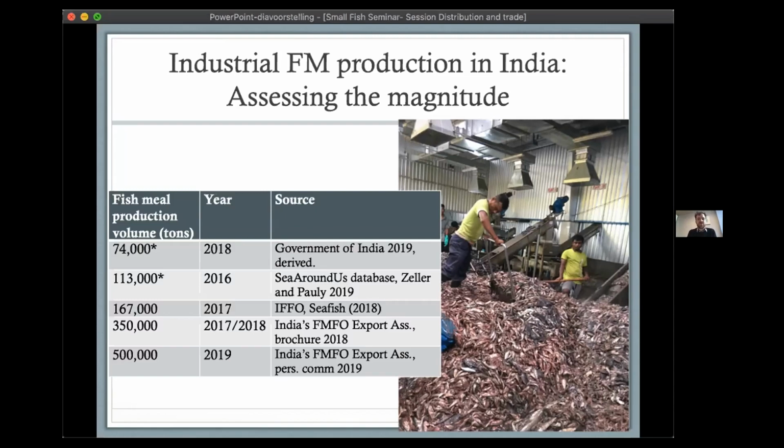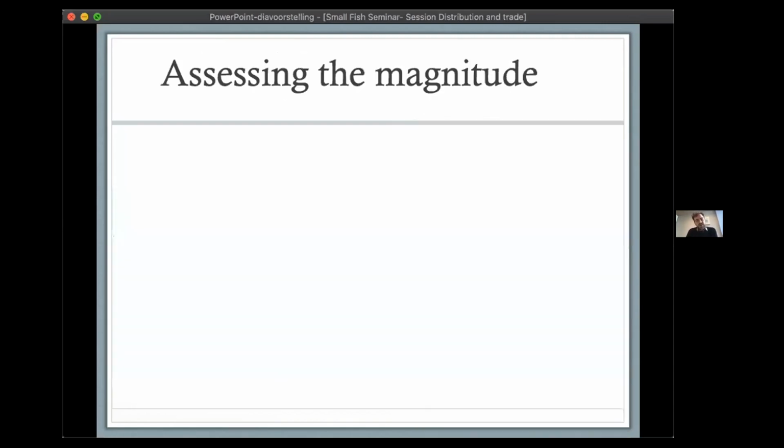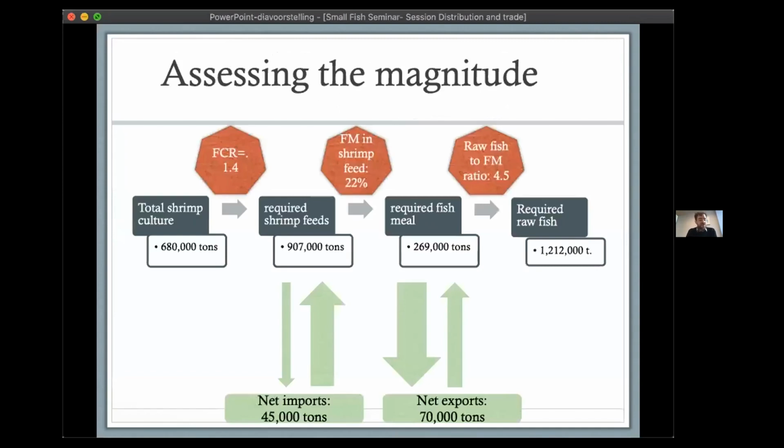There seems to be no consistent data on the amount of fish in India that is utilized for fish meal production. So next slide, please. So what we decided is to try and develop our own methodology to assess the quantity. That is basically, we have been adopting a backward calculation method, knowing the fact that almost all the fish meal produced in India is either going for export or for shrimp feeds.